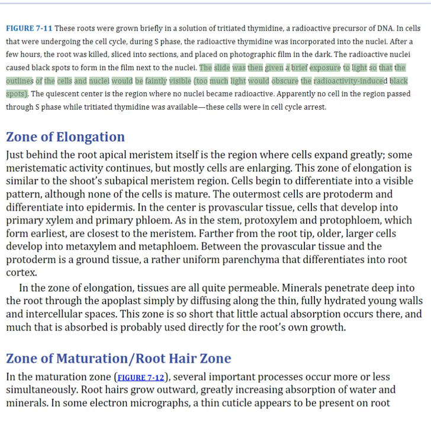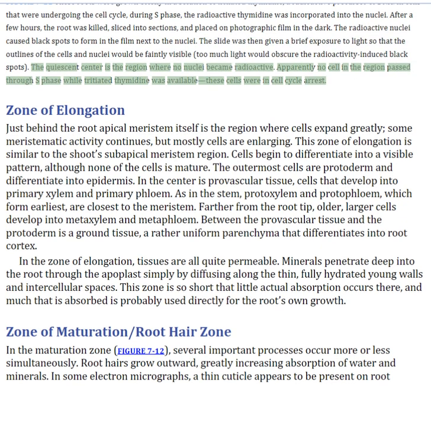The slide was then given a brief exposure to light so that the outlines of the cells and nuclei would be faintly visible. The quiescent center is the region where no nuclei became radioactive. Apparently no cell in the region passed through S phase while tritiated thymidine was available. These cells were in cell cycle arrest.